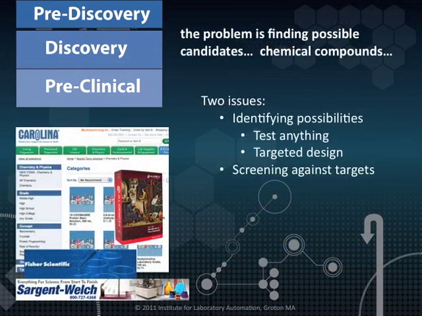There are basically two issues that need to be addressed: identifying possible candidates and seeing what they might be effective against. The illustrations on the left of the screen represent catalogs from supply houses that contain many thousands of possible drug candidates. These are organic compounds that may or may not be effective against different diseases without damaging the patient.